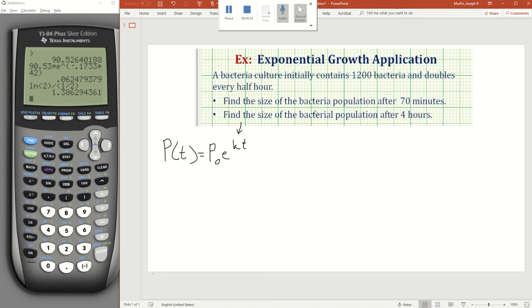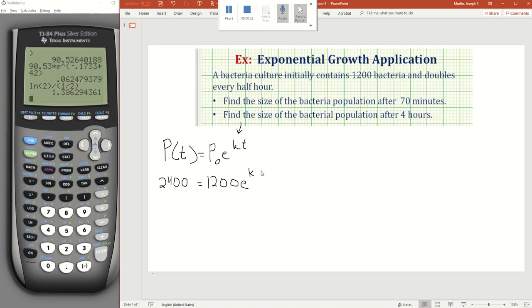So this tells me that I'm starting with 1200 bacteria, so I can put in 1200 for my initial value here, the P sub 0. I also know that I'm going to double in half an hour, so let's use that information to try to solve for K. So if I double from 1200, that becomes 2400. E is just a constant, and then K is what I'm looking for, and then I have to put in my time. Now I need to be a little bit careful here.